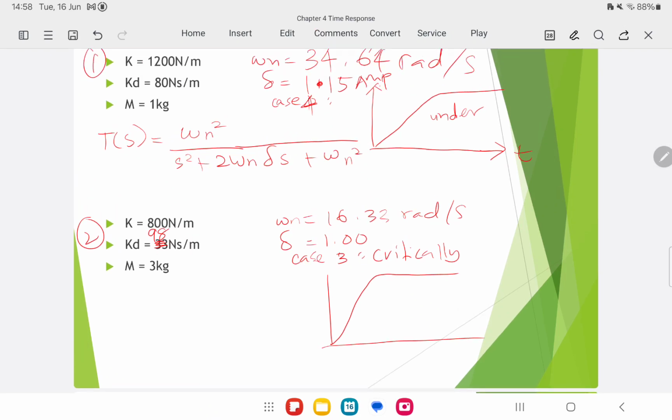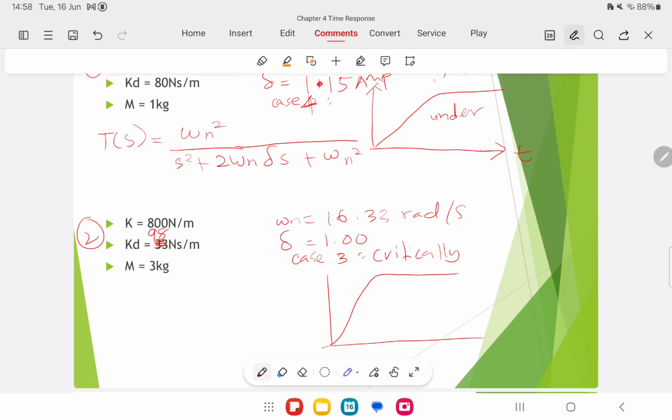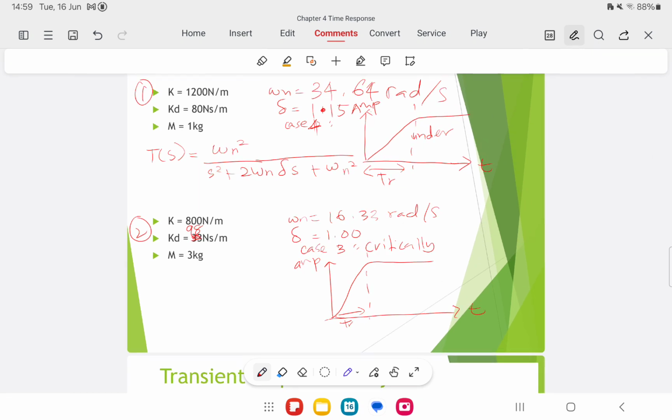Betul tak? Okay, rise time dia tak akan sama. So kat sini, here is the rise time TR. Yang ini TR dia lebih pendek lah, lebih cepat. Okay, letaklah T, letak with the amplitude. Walaupun kita tak letak unit, you letak macam ni pun dah okay. Alright, so this is the comparison. Meaning that when we change the value of KD, kita tukar value of the mass, kita akan dapat different damping ratio.